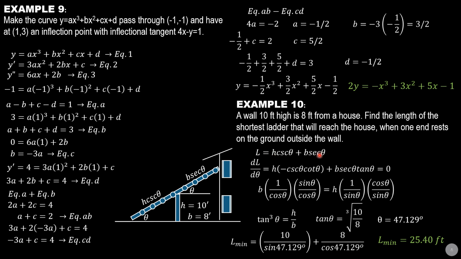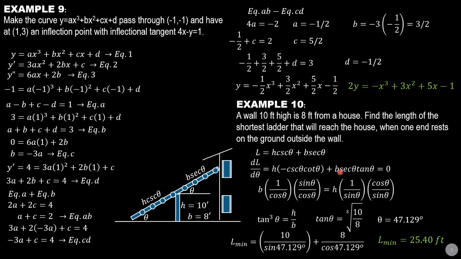Because it is expressed in just one variable, theta, let's differentiate L with respect to theta. So the derivative of cosecant is negative cosecant theta cotangent theta, plus b times the derivative of secant, which is secant theta tangent theta. Then we equate to 0 because this is a problem in maxima and minima. At the lowest point on the curve, the slope of the tangent is 0, or the tangent is horizontal. That's why we equate it to 0.